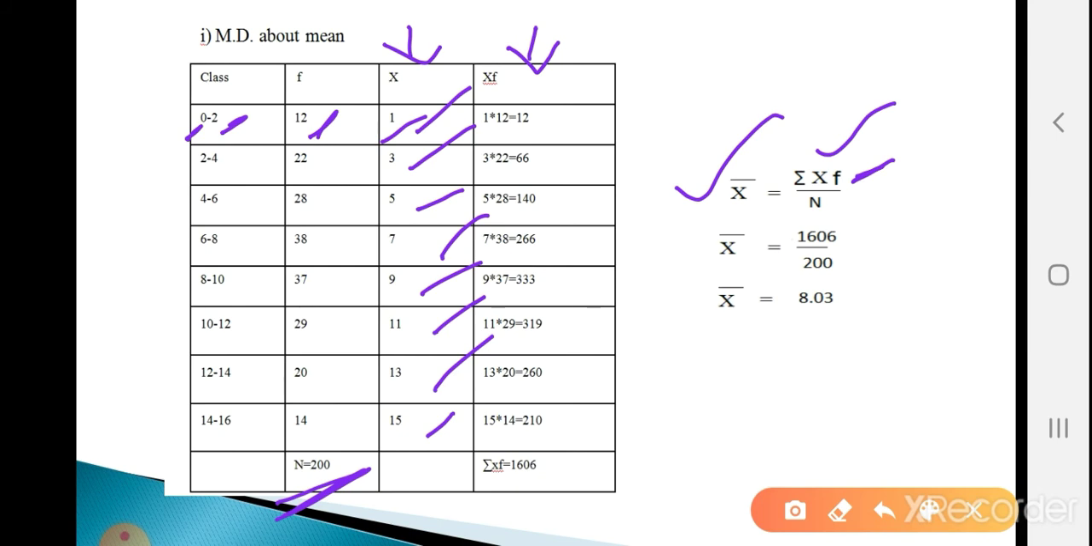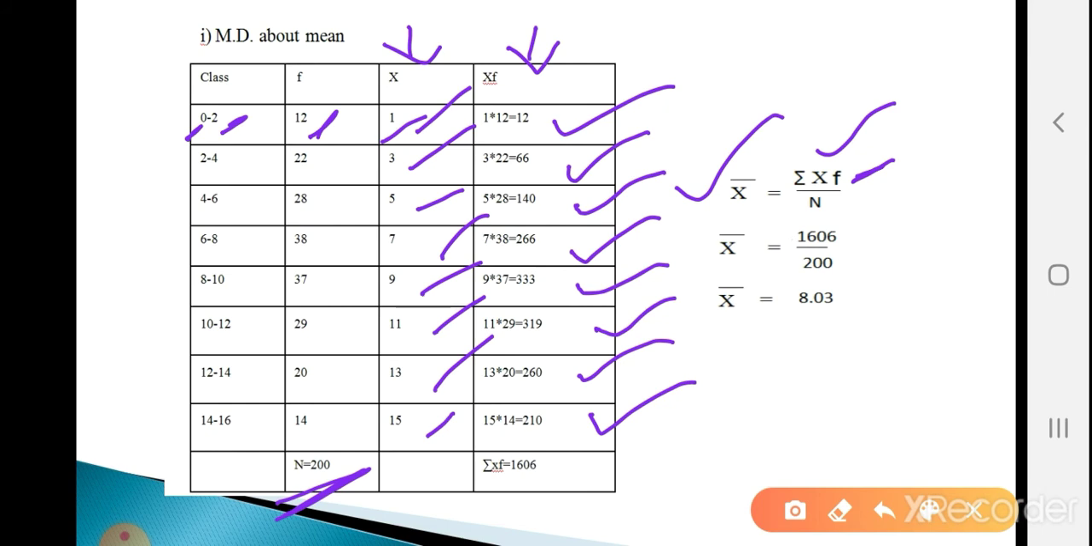So the first value of x is 1 and f is 12, so 1 into 12 is 12. Then 3 into 22 is 66. Then 5 into 28 is 140. Then 7 into 38 is 266. 9 into 37 is 333. Then 11 into 29 is 319. Then 13 into 20 is 260. And the last, 15 into 14 is 210. So the total of the last column is 1606, that is, summation x into f is 1606.